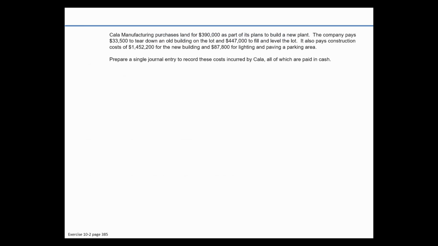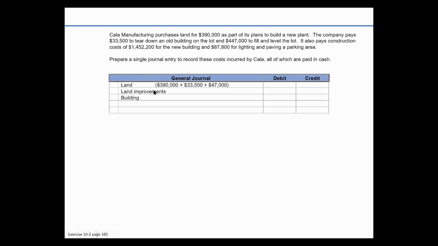So Kala Manufacturing purchases land for $390,000 as part of their plan to build a new plant. The company pays $33,500 to tear down an old building on the lot and $47,000 to fill and level the lot. It also pays construction cost of $1,452,200 for the new building and $87,800 for lighting and paving a parking area. And so we're going to prepare a single journal entry that reflects all of the costs incurred by Kala, all of which were paid in cash.